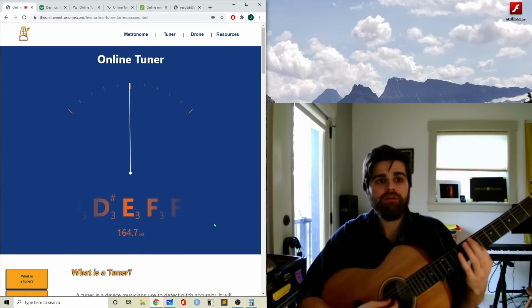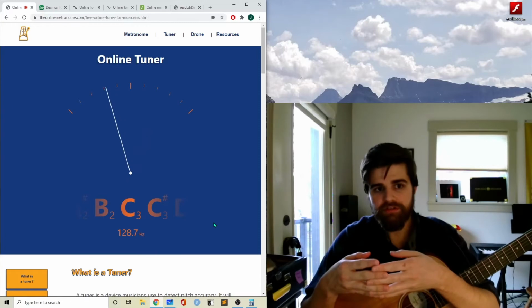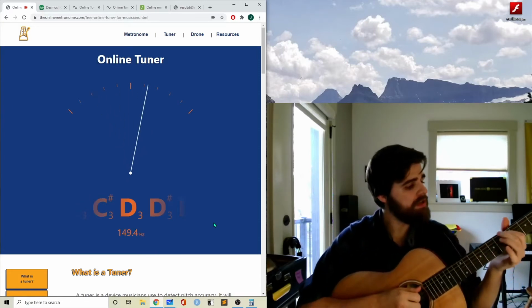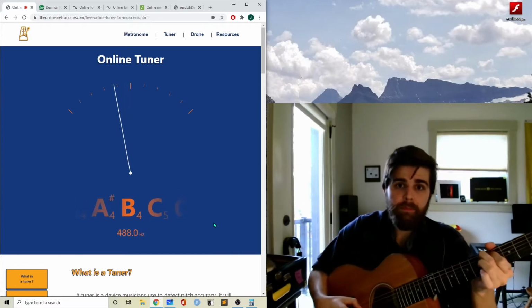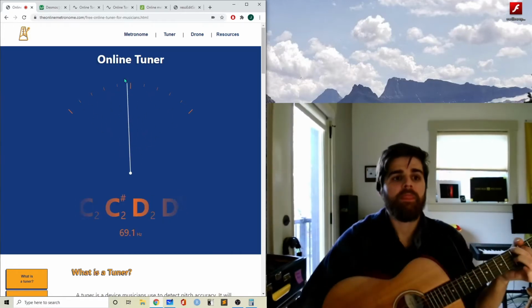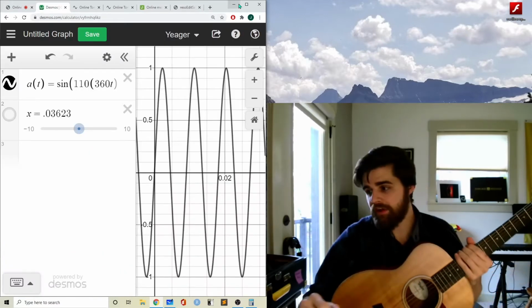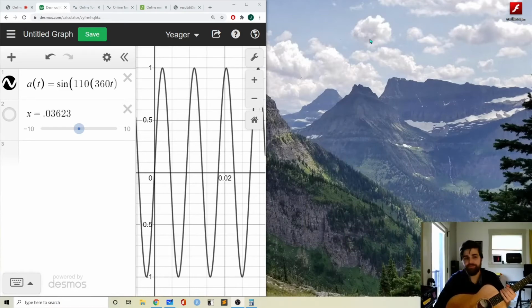Pretty good. Cool. So what I want to do next is think about how these notes work together. So when you play an A and a C sharp together, for an example, you get a nice harmony, right? The first and the third. So let's think about how that harmony plays out on the graph.